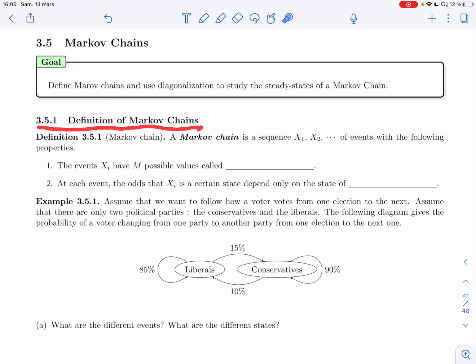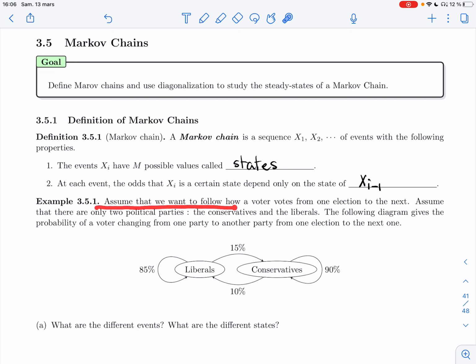3.5.1, what is a Markov chain? So a Markov chain is a sequence, x1, x2, and so on, of events with the following properties. So the first thing we assume is that the events xi have m possible values called states. So those states are the same for each of the events. At each event, the odds that xi is in a certain state depends only on the state of xi minus 1, of just the previous one. That's it. All right, so let's look at an example.